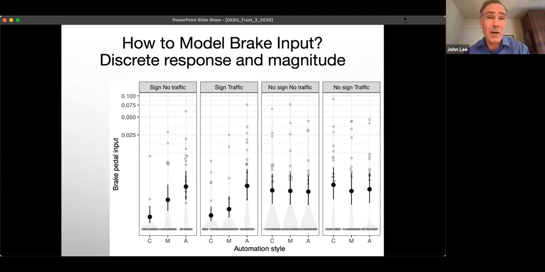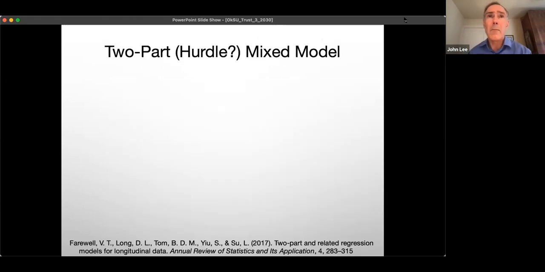So if they responded or not, that would be one analysis, and then a separate analysis for the magnitude of the response. That might be okay. Or you could treat it as maybe a zero-inflated Poisson regression or something. The problem with that is that it assumes a similar underlying process for the magnitude and the response or not, and that may not be a good assumption. So there's no clear way of how to deal with these data.